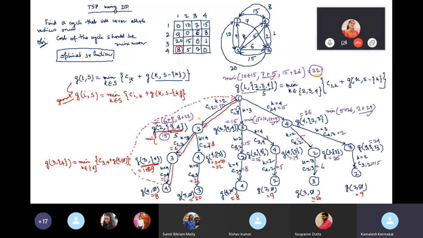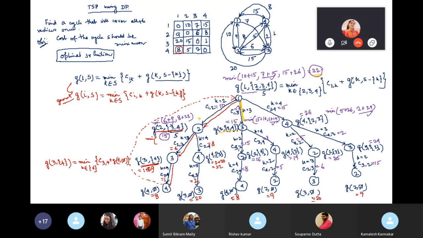Now 22 minus this cost, that means 7. So 22 minus 7 equals 15. We have calculated this value as 15. So this edge will be included in your path. Okay.